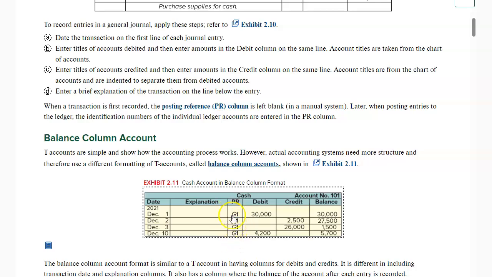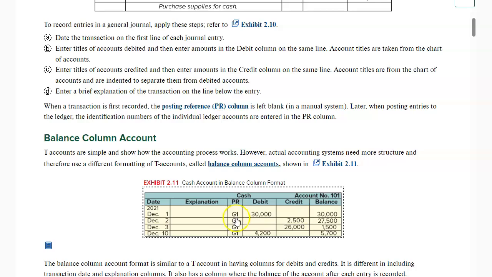The posting reference column in the ledger, you need to write this down. The posting reference column in the ledger refers to the page of the general journal or to the page of the special journal, like the payroll journal, the accounts receivable journal, the cash receipts journal, cash payments journal, the special journals. The page of the general journal, or the page of the special journal that it comes from.